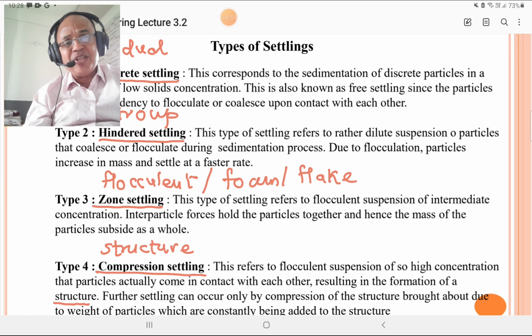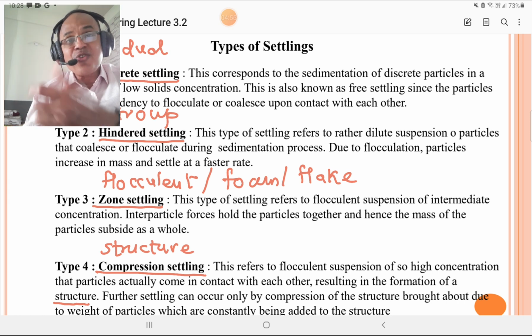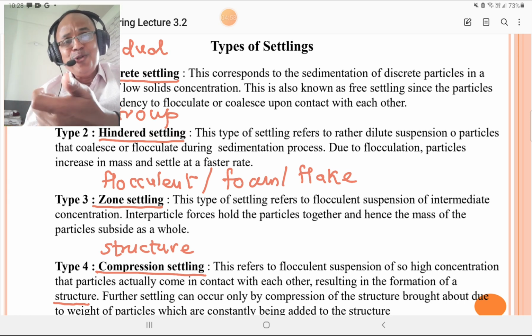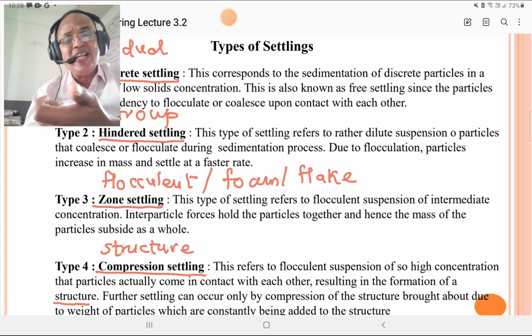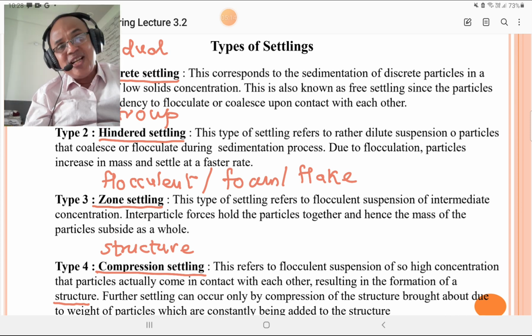And the last one is compression settling, and this refers to a structure. So, individual is the first, that is discrete settling. Second is group, that is hindered settling. Third is mass, that is zone settling. And fourth is structure, that is compression settling. So it is easy for you civil engineers to know what the different types of settling are and what each means.